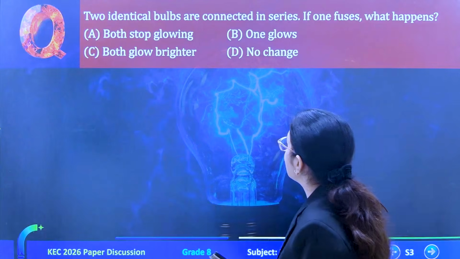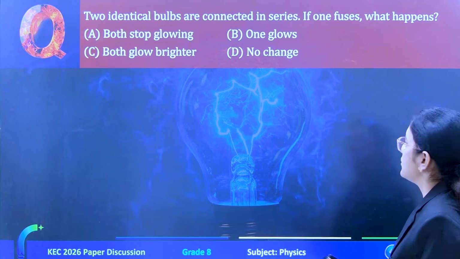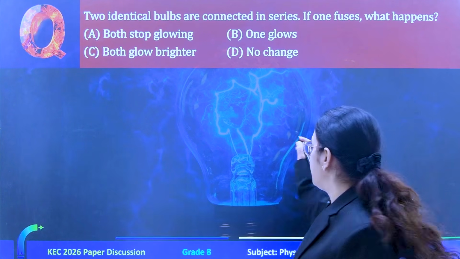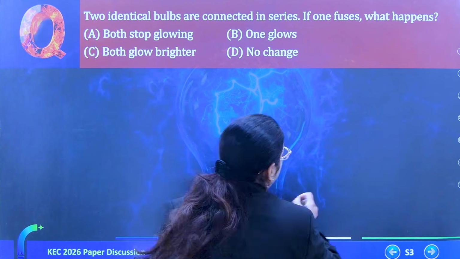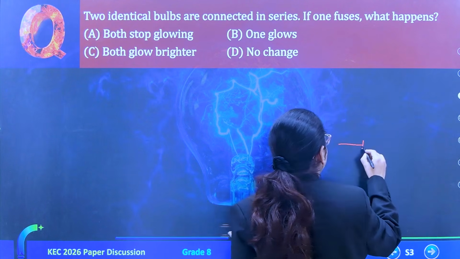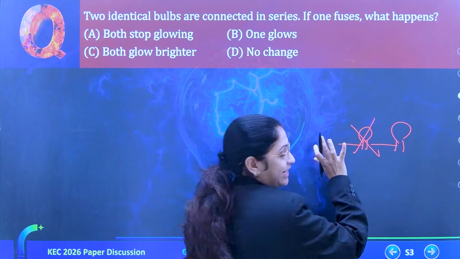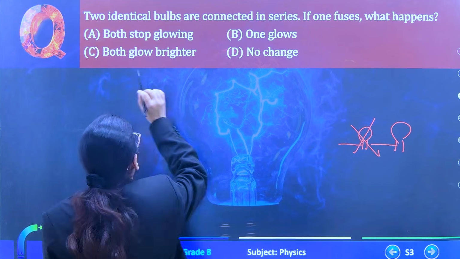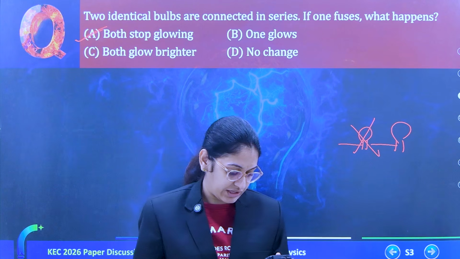Question number one. Two identical bulbs are connected in series. If one fuses, what happens? Yesterday we did this with parallel connection. What about in series? When it is in series, if one bulb goes, it creates an open circuit, so no current flows. So both stop glowing.